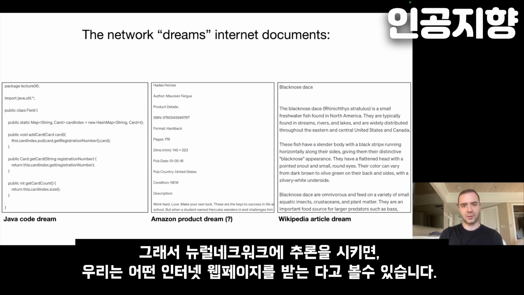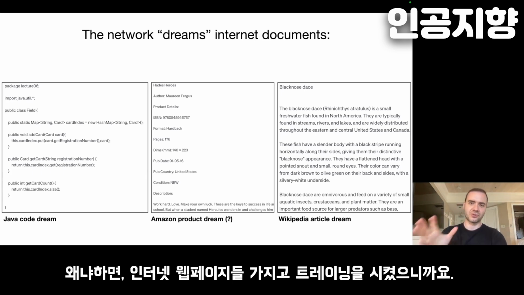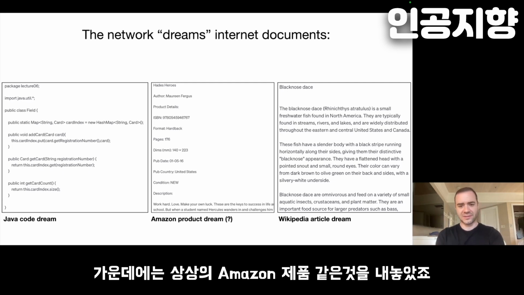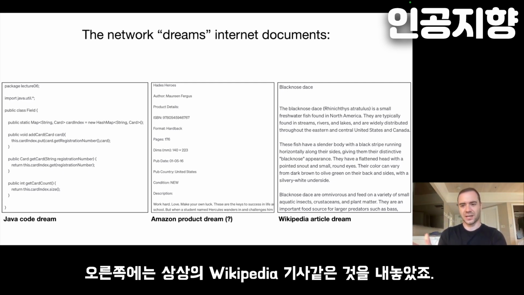If we just run the neural network, or as we say, perform inference, we would get sort of like web page dreams. You can almost think about it that way, right? Because this network was trained on web pages, and then you can let it loose. On the left, we have some kind of a Java code dream, it looks like. In the middle, we have what looks like an Amazon product dream. And on the right, we have something that almost looks like a Wikipedia article.